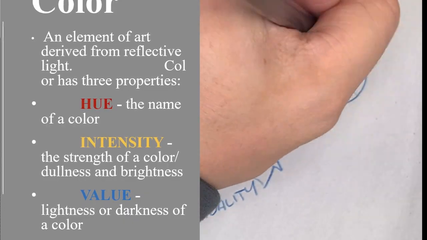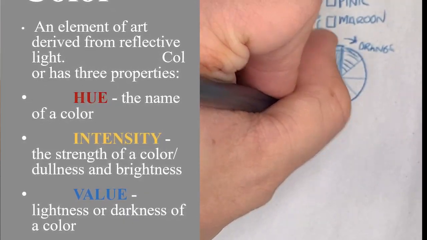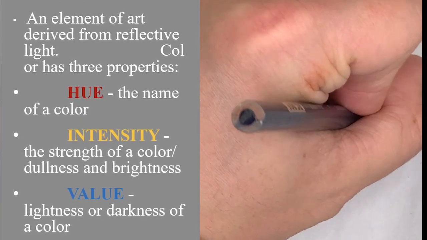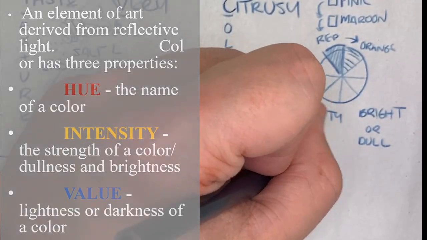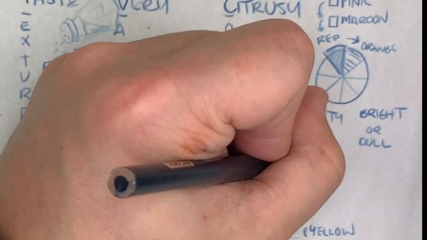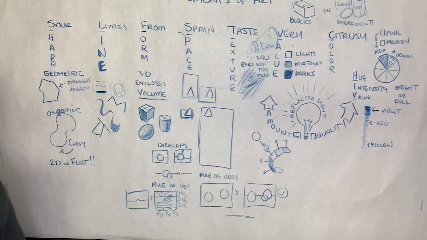The second property is intensity. It pretty much means the purity of the color, how bright or how dull it is. The last property is value. This refers to the relative lightness or darkness of a color. Think of a violet as a dark value and a yellow as a light value.